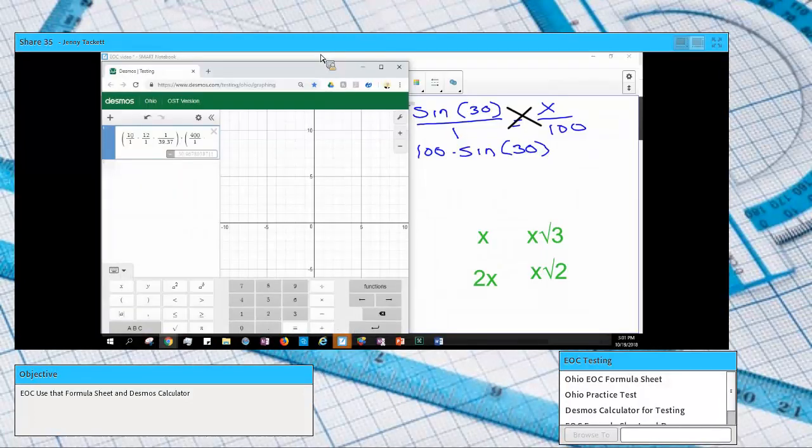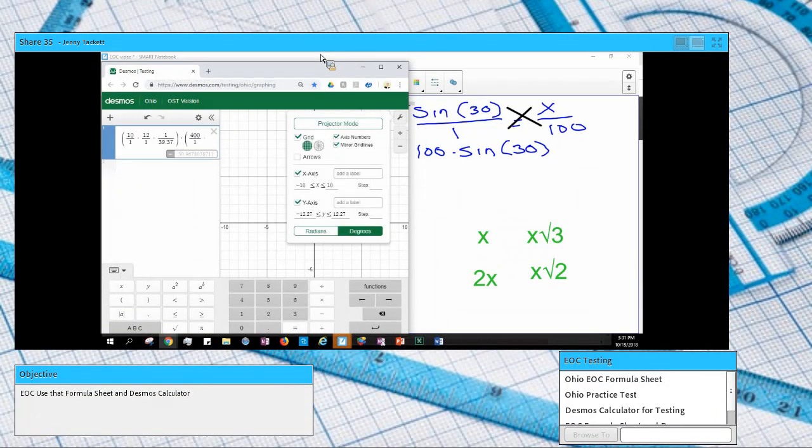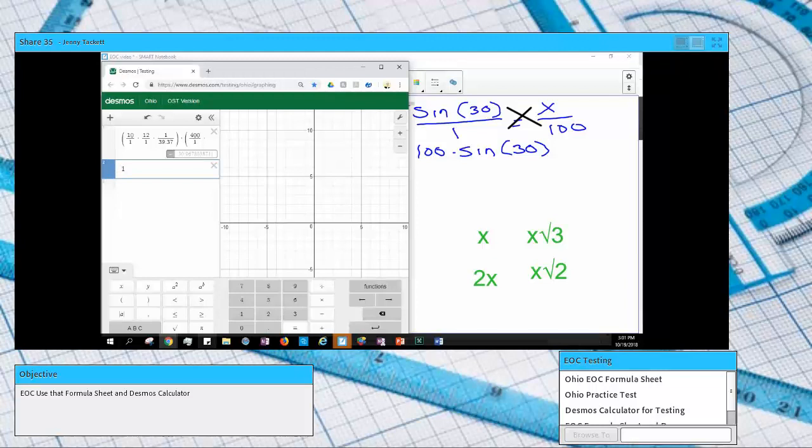So now I come to my Desmos calculator. I can double check that it's in degrees. The testing calculator does default to degrees. Some of the other ones do not. But I want to make sure it's in degrees. We are not working in radian mode. Now I just type it in exactly as I've written it: 100 times the sine function, 30 degrees. To give me that is 50.